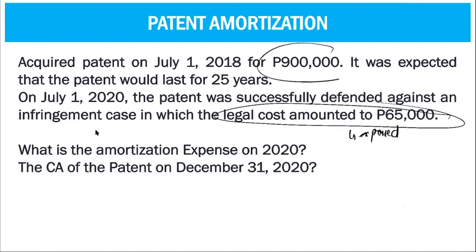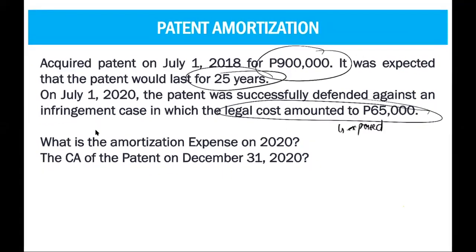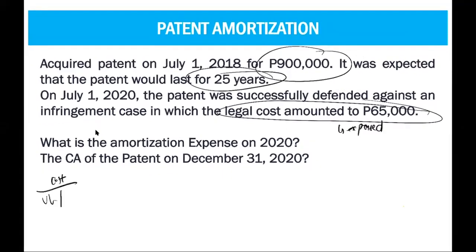Okay. So we have here 900,000. The useful life is 25 years. If we amortize a patent, how do we amortize again? Cost divided by useful life or legal life, whichever is shorter. So our cost is 900,000. What is the legal life? The legal life is 20 years. The useful life is 25 years. So what is the lower number of years? 20 years. So what is your annual amortization? Annual amortization is equal to 900,000 divided by 20. So we have here 45,000. So this is your amortization expense on 2020.